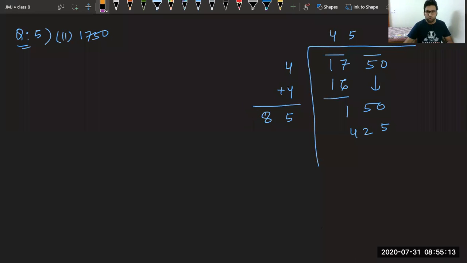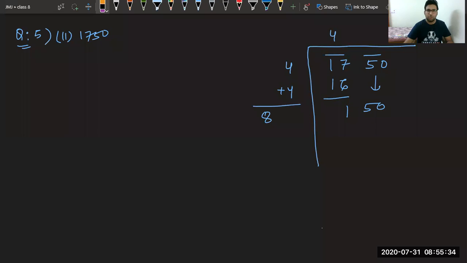If you take 2, this will come with practice. If you practice more questions, you will get it like this. Suppose you take 2, what will happen? 2 2s are 4, 2 8s are 16, also a larger number, which is wrong. So we will go with 1 only.